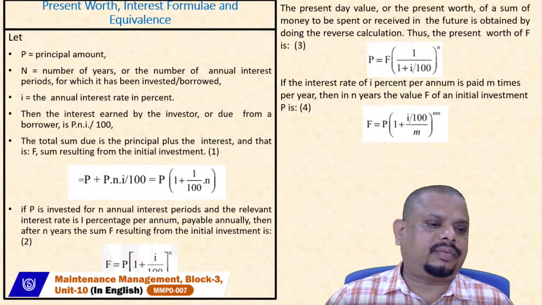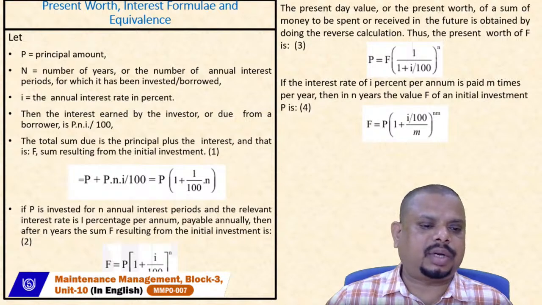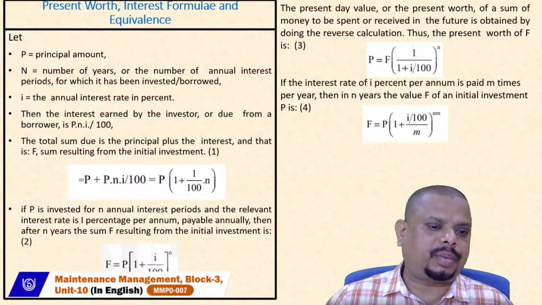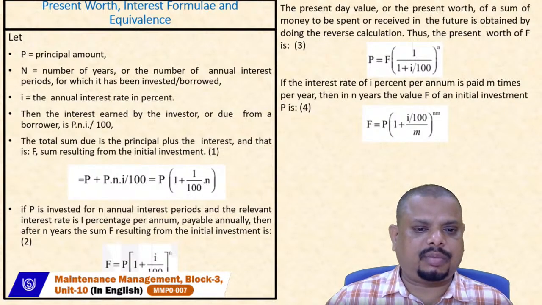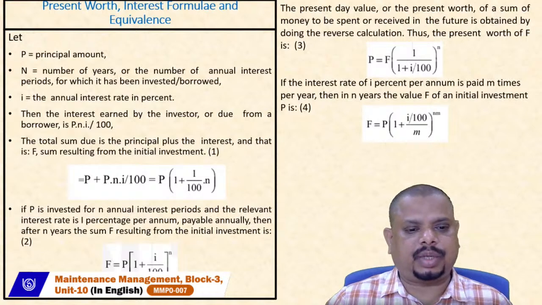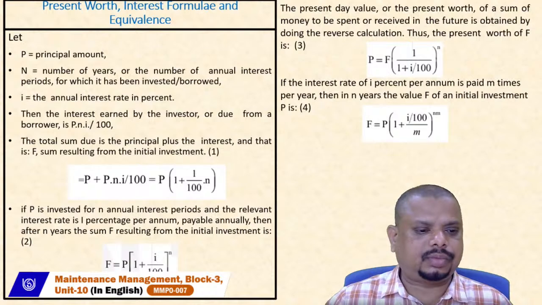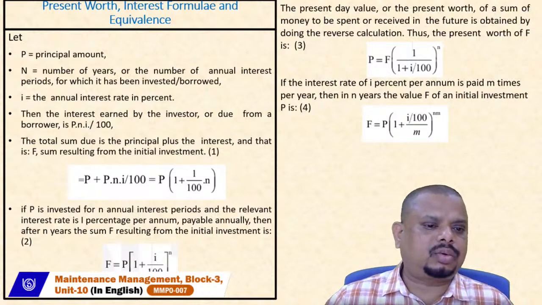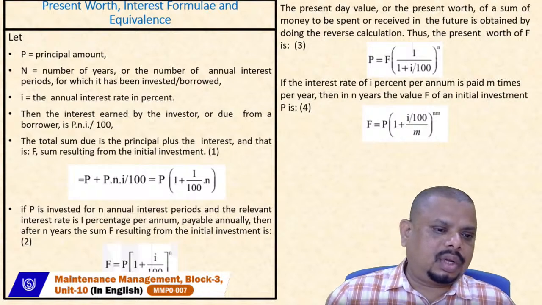If you convert these, the total sum due, the principal plus the interest, that is F, the sum resulting from the initial investment, equals P, the principal amount, plus P times I divided by 100. If you simplify this, it becomes F equals P into 1 plus I divided by 100 into N. So this is equation 1 for calculating the initial investment.